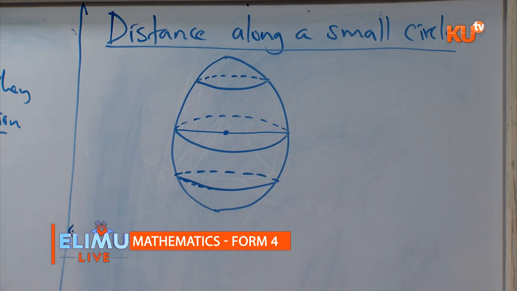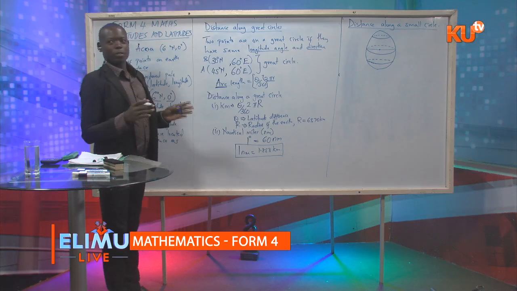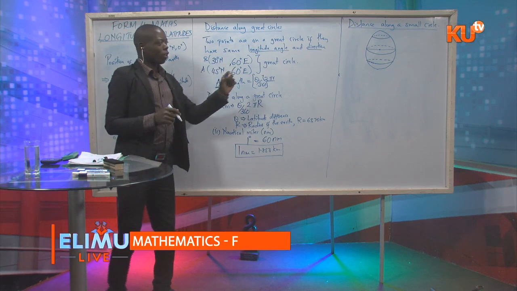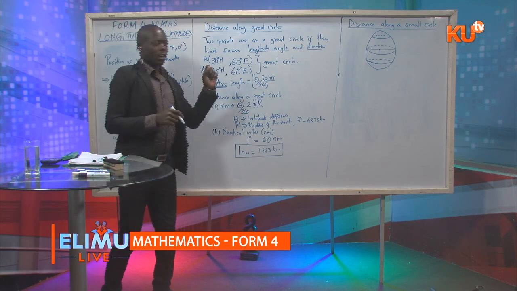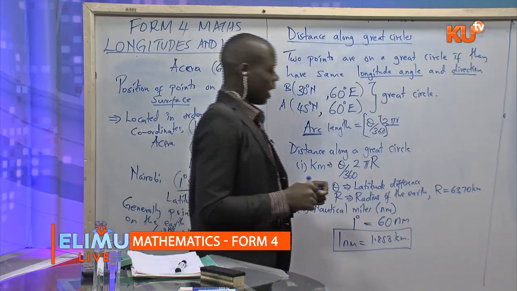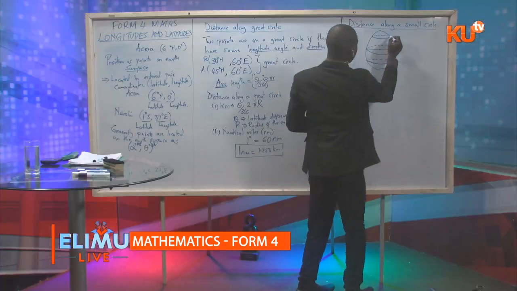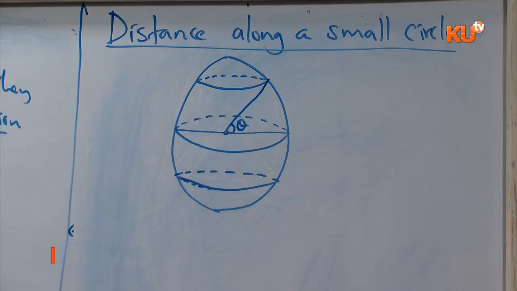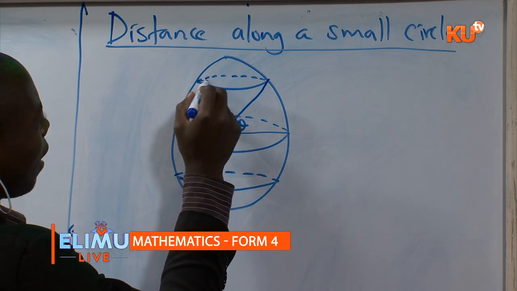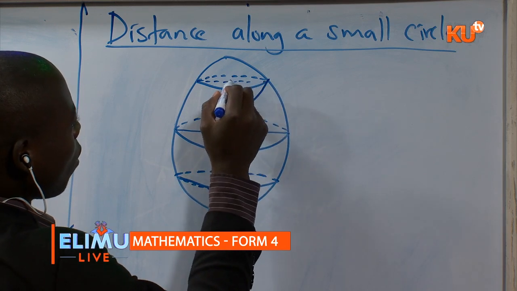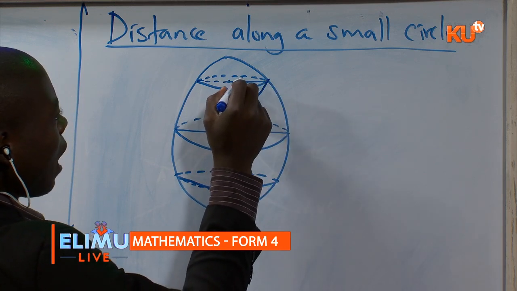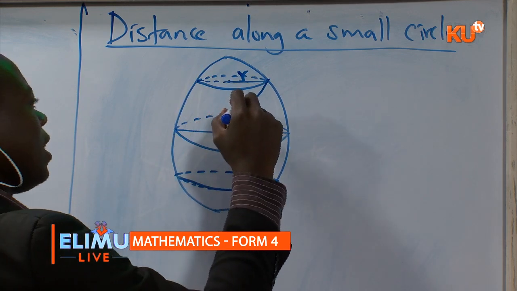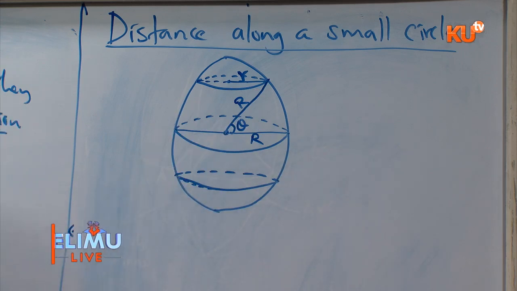Remember, we've said that for small circles, we measure them either to the north or to the south of the equator, meaning the equator is our foundation line here. So if we locate this, in this case, let's have this as an angle theta. And then I want us to have another radius here, which I'm going to call small r. And this becomes the radius. Equally, this is the radius of the Earth.